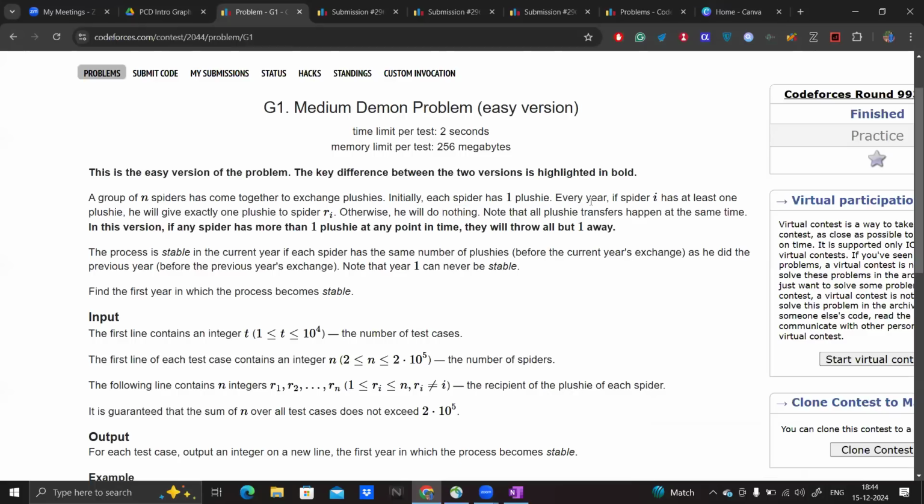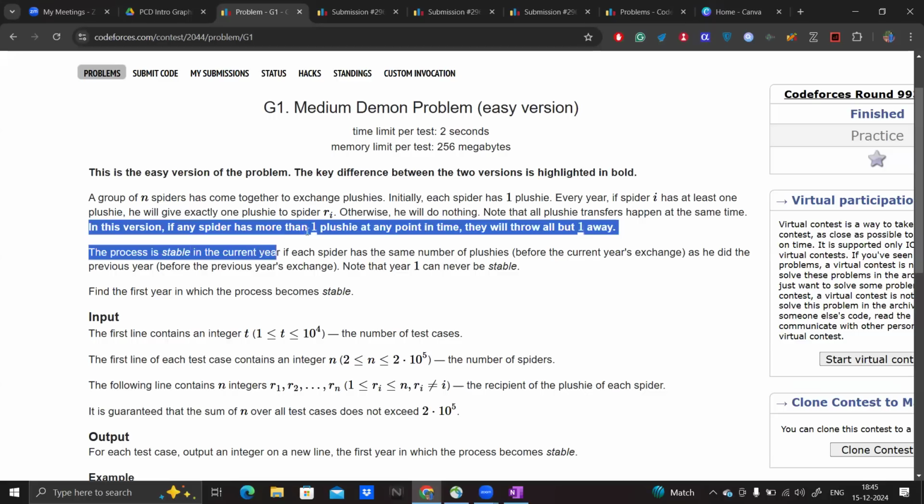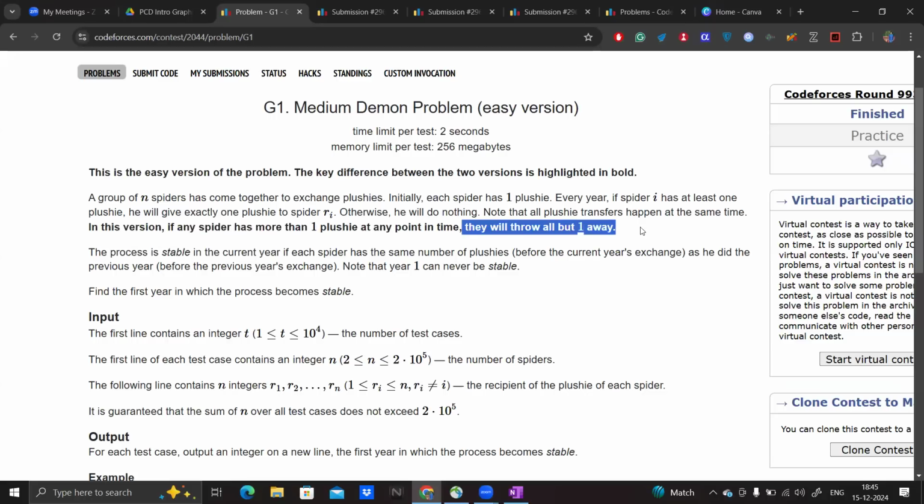Every year, if spider i has at least one plushie, he will give exactly one plushie to spider r_i. So we have been given an array r, and every year the spiders give away one plushie if they have one. Otherwise, they do nothing. Note that all plushie transfers happen at the same time. In this version, if any spider has more than one plushie, then they will throw all but one away. For example, if two spiders gave the same person a plushie, then he will throw one away and only keep one of them. That is the thing in this version.